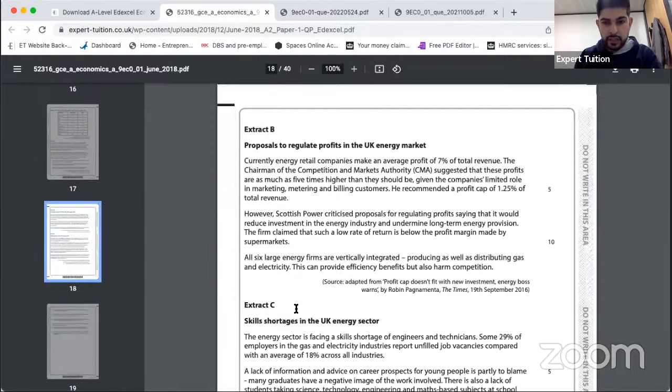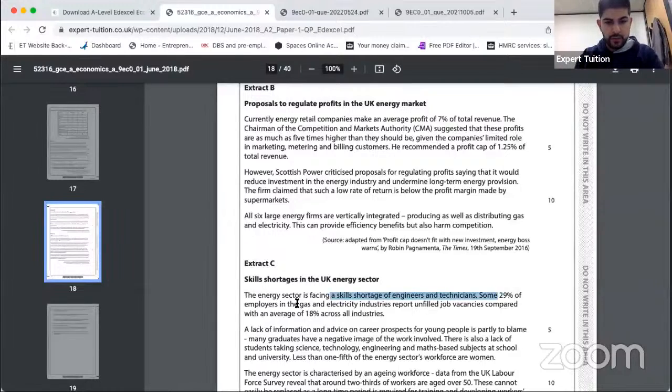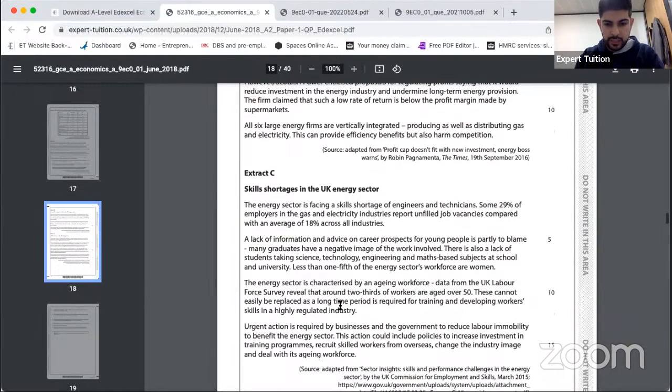It says at one point that something like 29% of employers say that they have unfilled vacancies. So nice and easy, yeah? It even says, education training programs, yeah? That's the analysis. Evaluation is so easy here. Time lag takes ages, especially in an industry where the skills required are high and technical. It's not a quick fix.